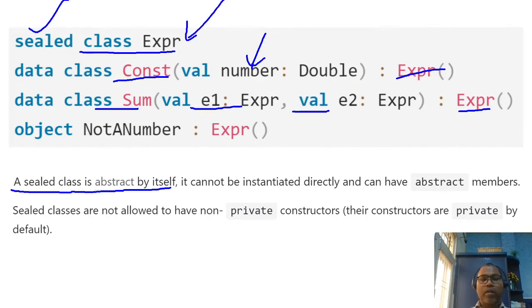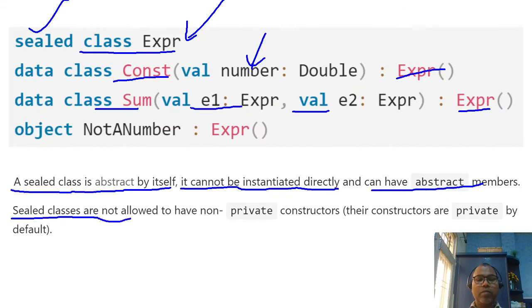That means you cannot create an instance or object of it, and it can have abstract members. Sealed classes are not allowed to have a non-private constructor. The constructors are private by default. So please ensure that when you mark any class as sealed, that means it is an abstract class, and you cannot create an object. Why? Because the constructor is marked private by default.